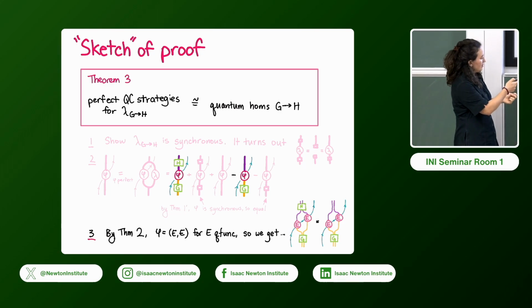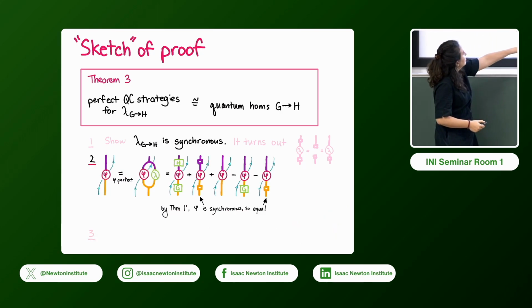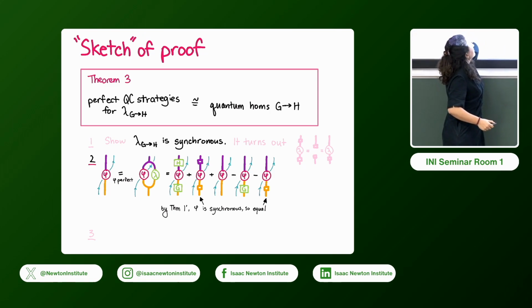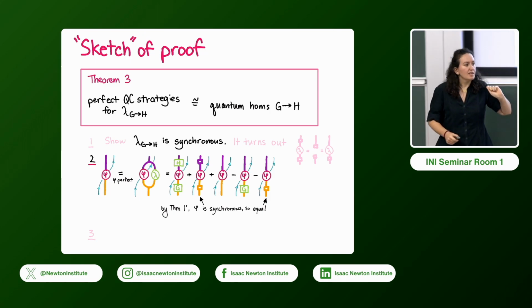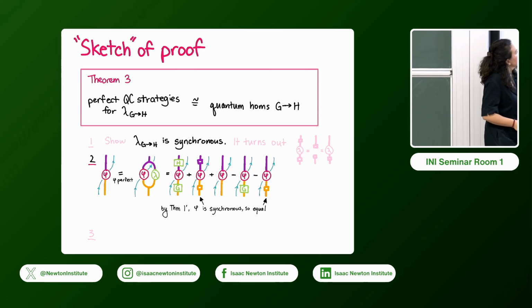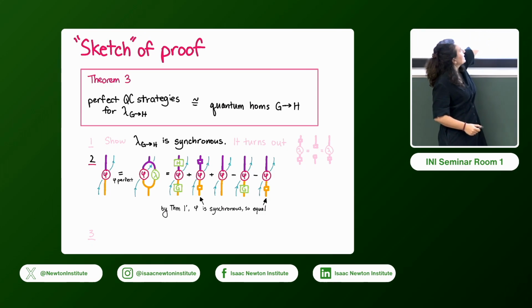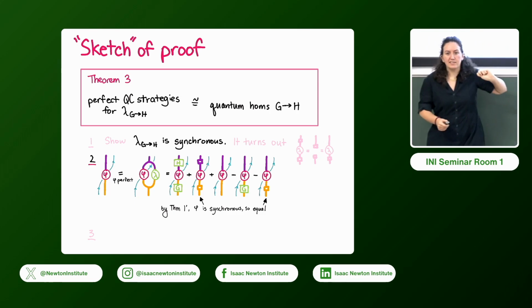And then, wait, let's go back. We also have 2 copies of phi here. These are the same term as well. So we can delete a lot of stuff from this equation, and that just leaves us with the equation that projection onto H, phi projection onto G is equal to identity phi projection onto G.